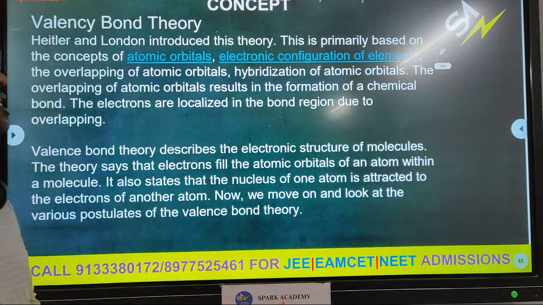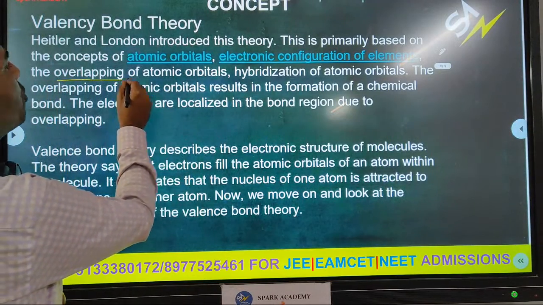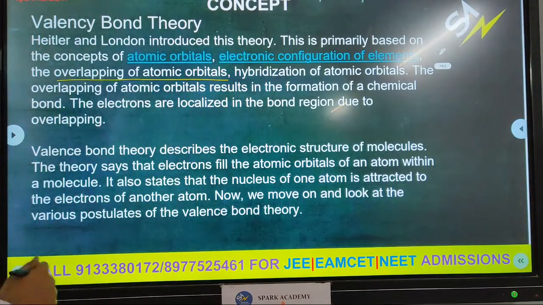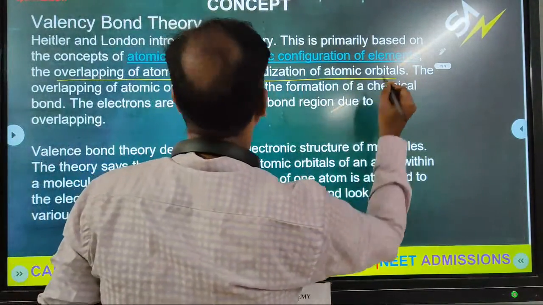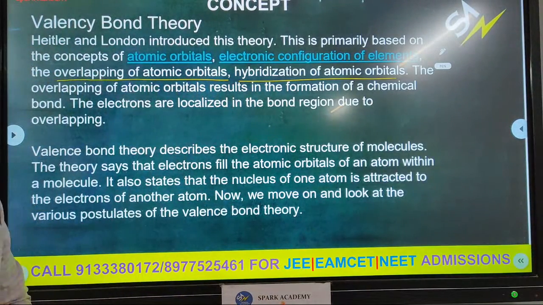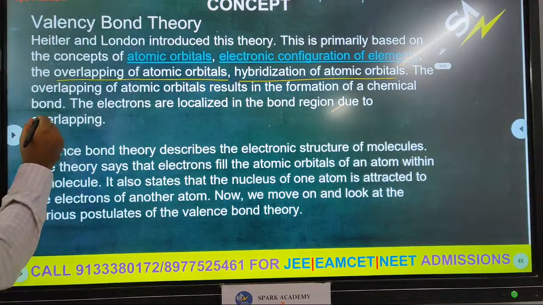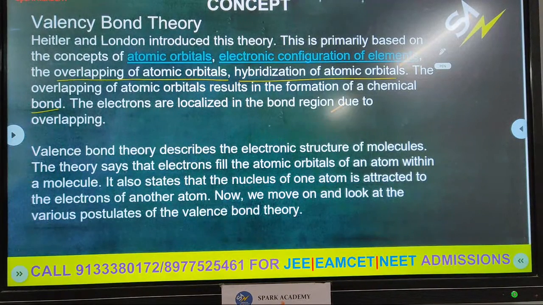What is valence bond theory, VBT? This VBT was introduced by Heitler and London. It is primarily based on the concepts of atomic orbitals and the electronic configuration of the elements. We can learn this valence bond theory with the help of overlapping of atomic orbitals and hybridization of the atomic orbitals. The overlapping of atomic orbitals results in the formation of the chemical bond. Here the electrons are localized in the bond, resulting from the overlapping only.